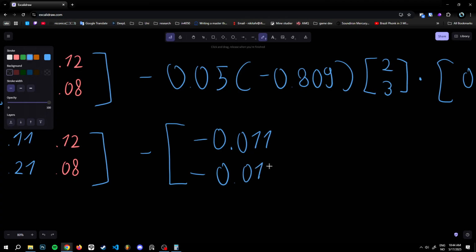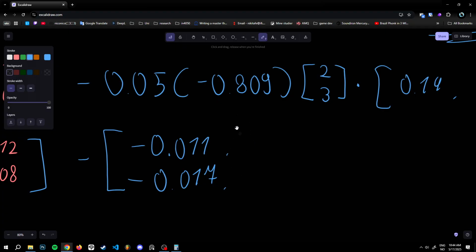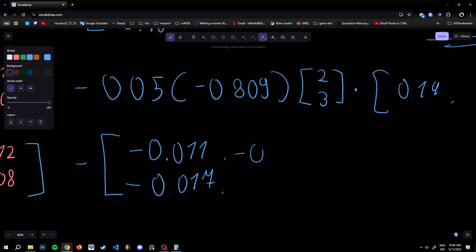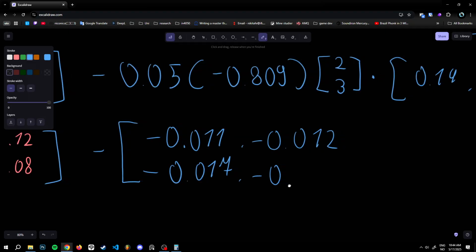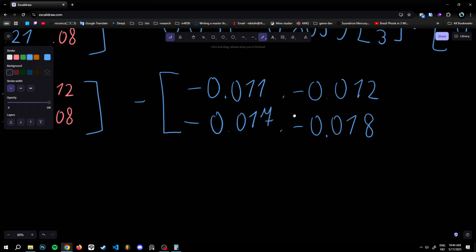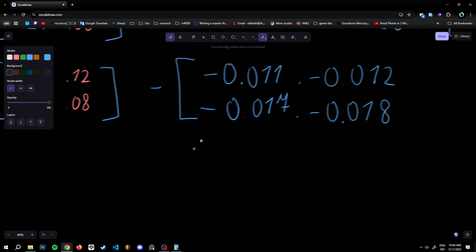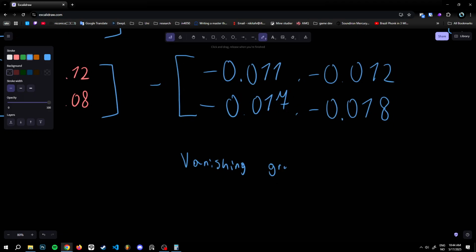0.017. Okay, another important topic is that you can notice how these things are very small. The numbers that we're updating the weights by are very small, and that is actually a common problem called vanishing gradients.